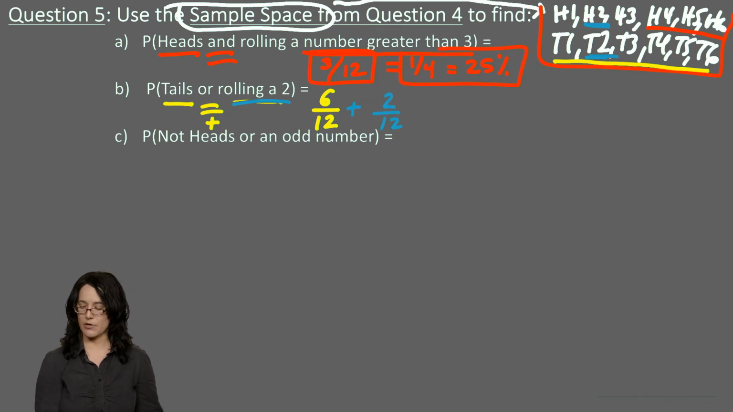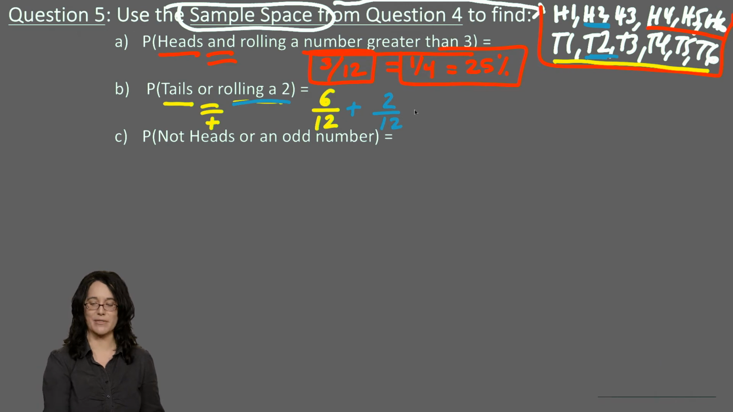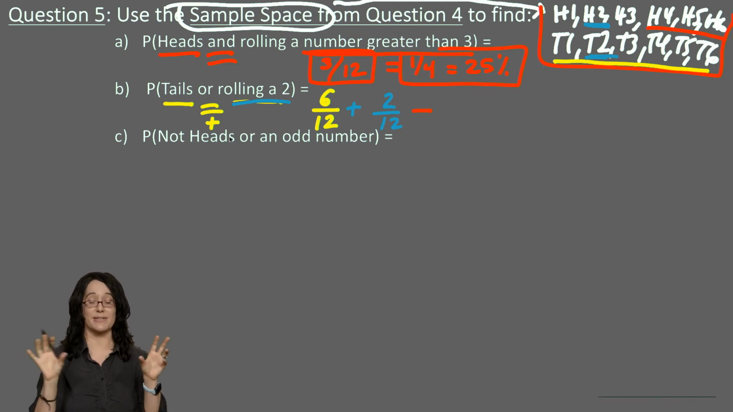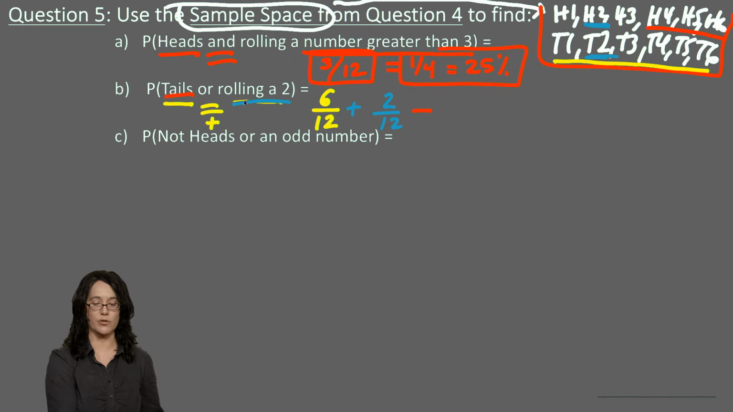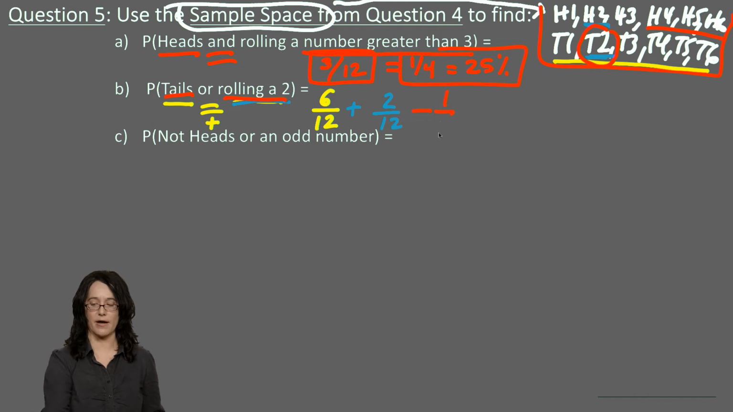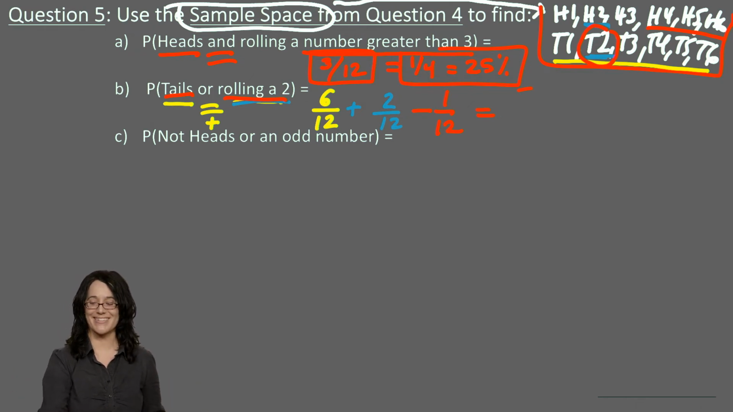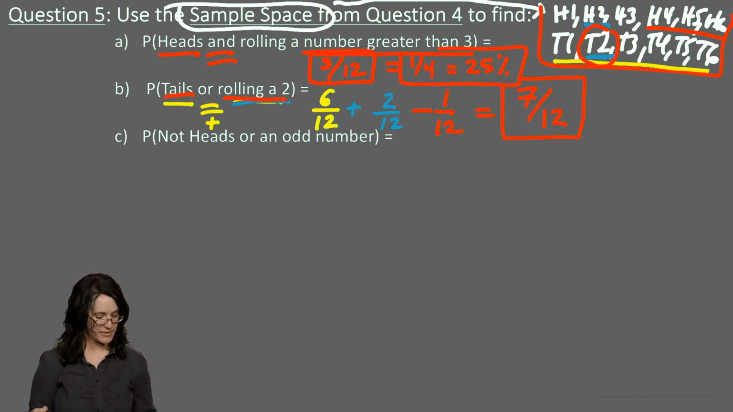Now what's the last step we do when we do an or probability problem? You remember? That's right, we subtract if they can both happen together. Can you have a tails, which is also a 2? Yes. And you can see there that we had, in fact, double counted it. That happened 1 time out of the 12 options, which would mean we would just have 6 plus 2 minus 1 as our numerator. In other words, 8 minus 1, or 7 out of 12. 7 out of 12 there.